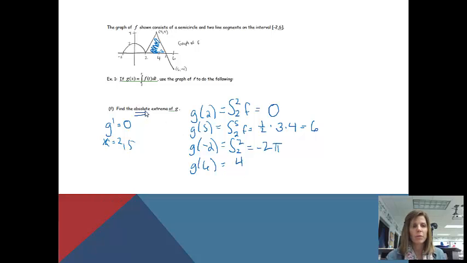So if I'm looking for an absolute extrema, the absolute min, the lowest value that the function is ever going to reach is this negative value, so my absolute min will be negative 2 pi. And then my absolute max, the highest number that I'll ever get on this function, was 6. So we have now found the absolute extrema. So hopefully now you can analyze graphs using the fundamental theorem of calculus.